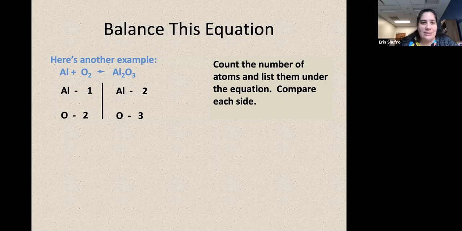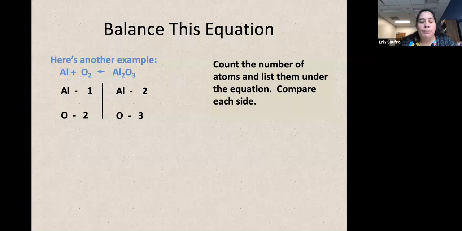We need to balance this, and it's clearly not balanced. So we need to start adding coefficients to see if we can balance this. Okay. Do you guys want to try and see if you can figure out which coefficients will make this balanced? I'll give you a minute to try, and then we'll talk about it.